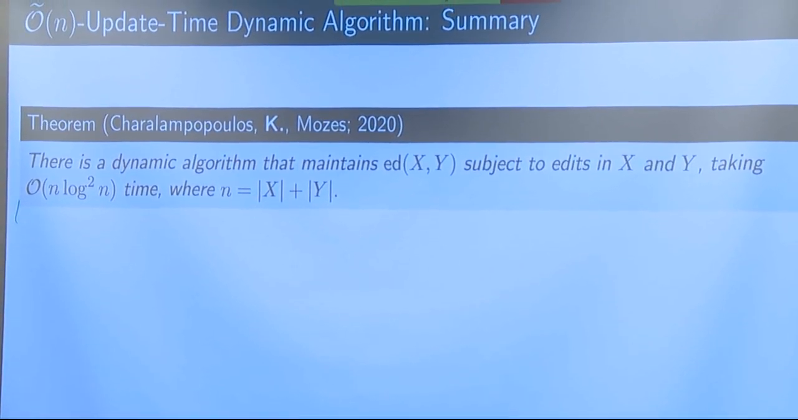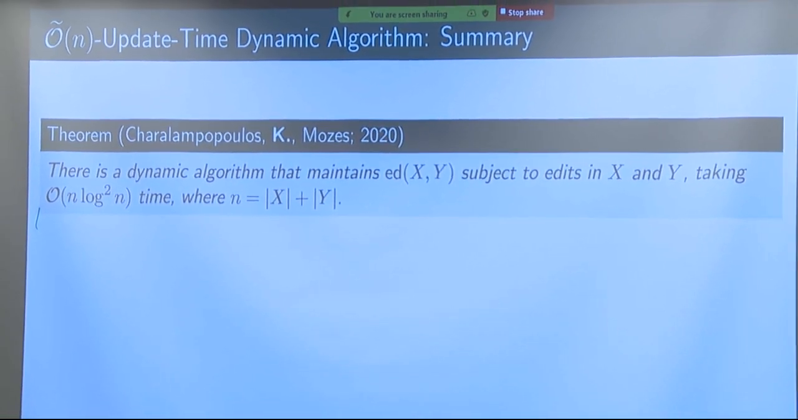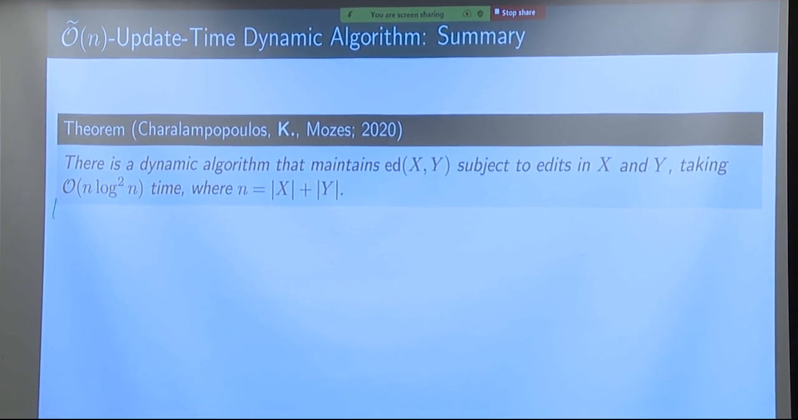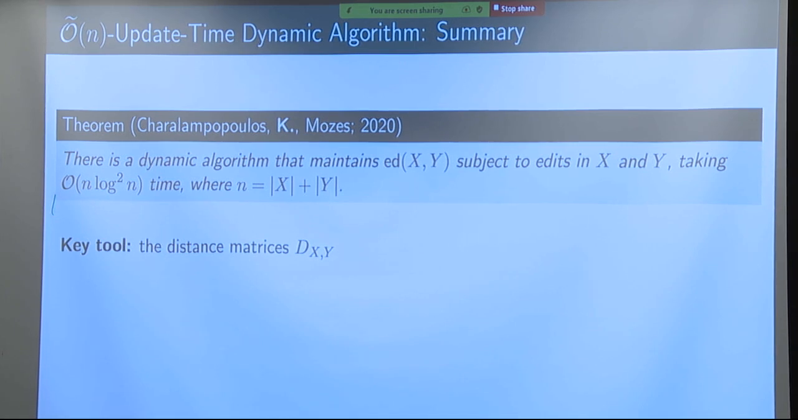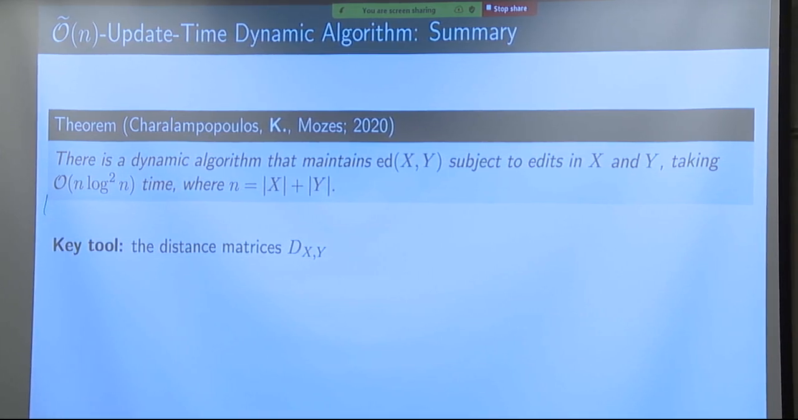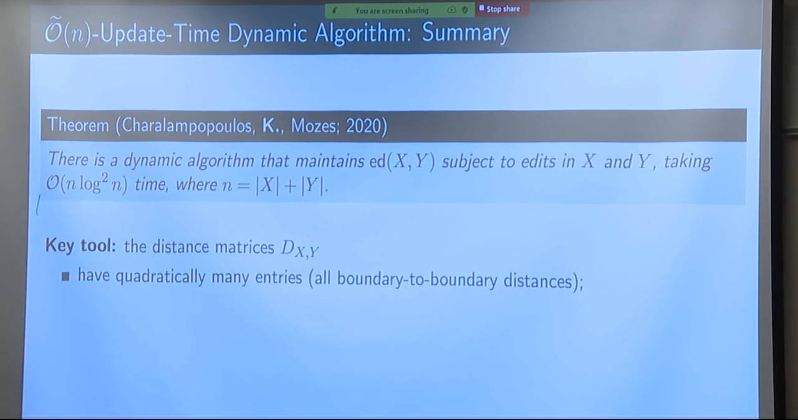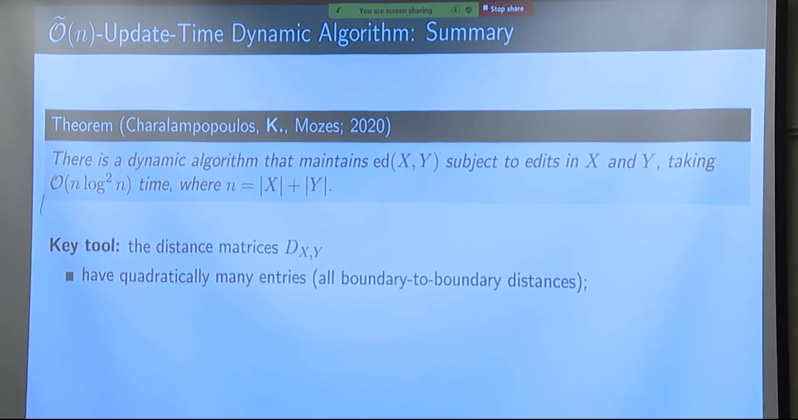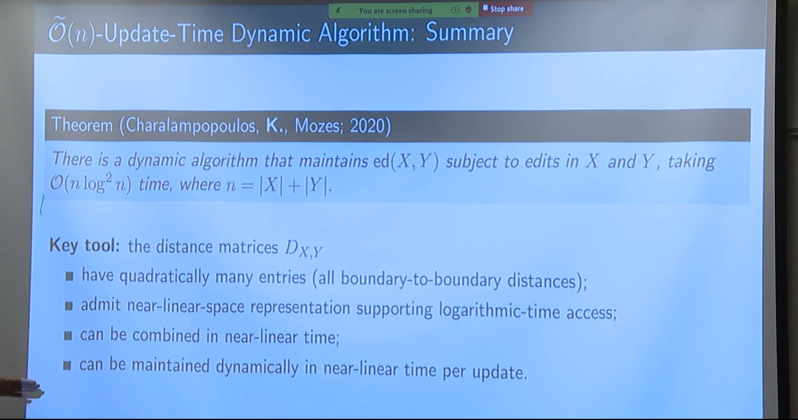So we showed that the edit distance can be maintained dynamically with update time n log squared n. And the key tool for this, and the tool that I will need you to remember for the second part of the tutorial, is that we have this notion of distance matrices. They have quadratically many entries because they store all the distances from boundary to boundary, but they have a linear space representation. And this representation can be combined efficiently and can also be maintained efficiently.